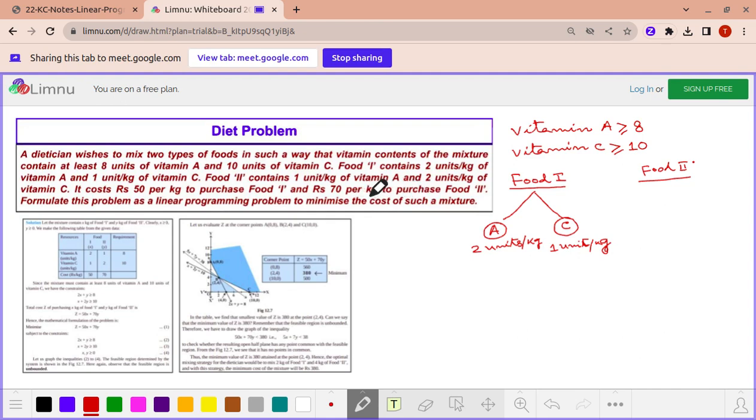Food 2 contains 1 unit per kg of vitamin A. So in food 2, the vitamin A is actually 1 unit. Let me read out where it is. Food 2 contains 1 unit per kg of vitamin A and 2 units per kg of vitamin C. So it is 2 units per kg.